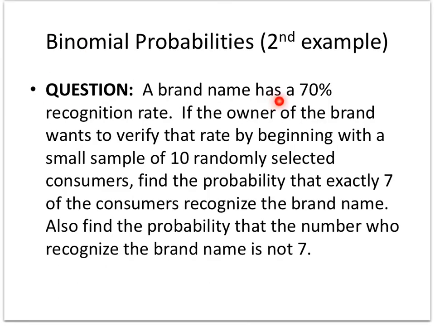So alright, a brand name has a 70% recognition rate. If the owner of the brand wants to verify that rate by beginning with a small sample of 10 randomly selected consumers, find the probability that exactly 7, because that'd be 70%, right, of the consumers recognize the brand name. Also find the probability that the number who recognize the brand name is not 7.